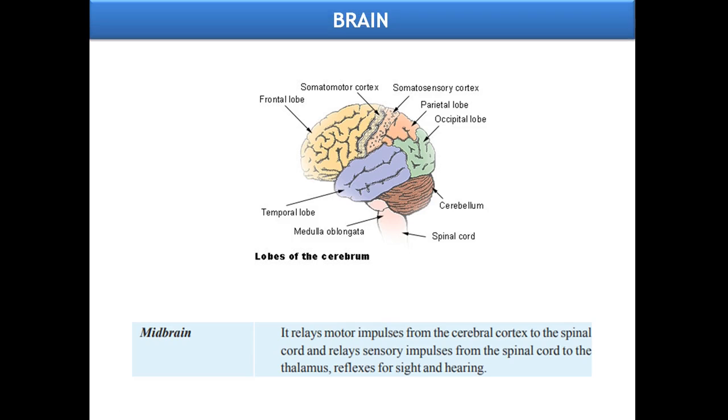And coming to the midbrain, this is a small thick stalk-like portion. The midbrain connects the forebrain with the cerebellum and pons of the hindbrain. The functions of the midbrain are that it relays the motor impulses from the cerebral cortex to the spinal cord and relays sensory impulses from the spinal cord to the thalamus. And it controls reflex actions for sight and hearing.